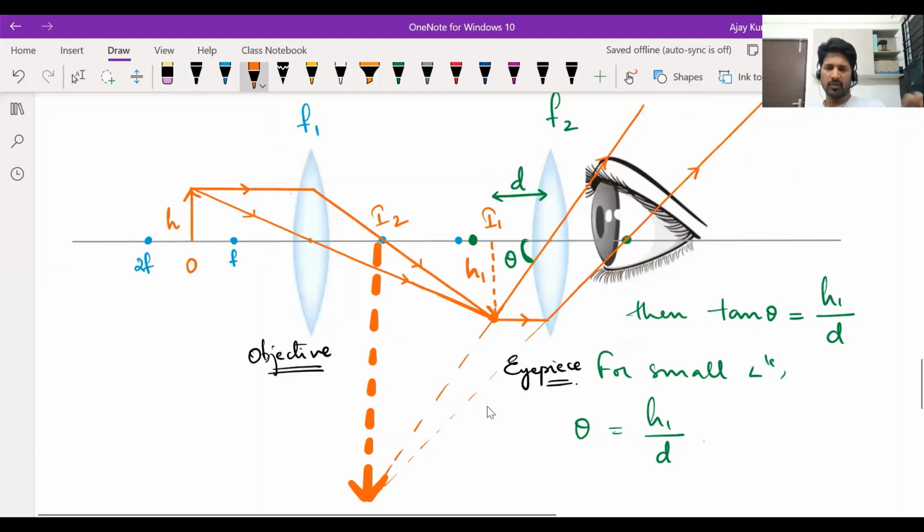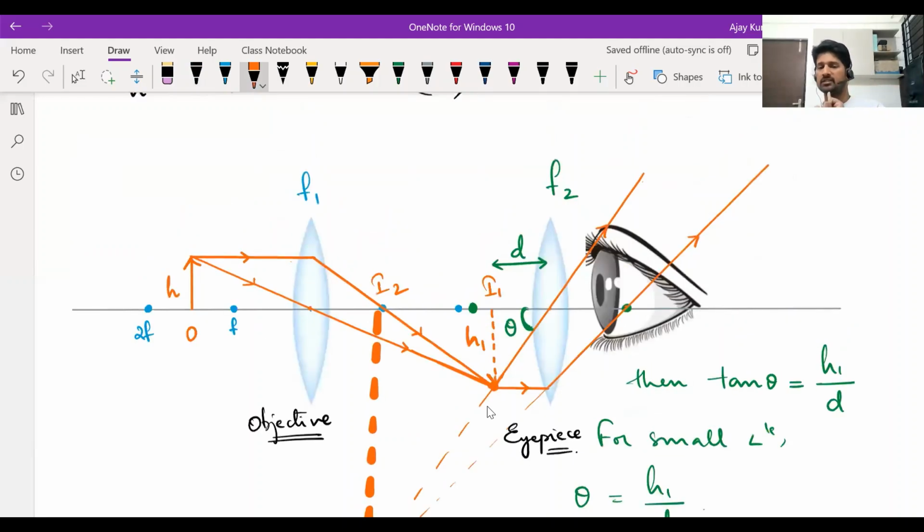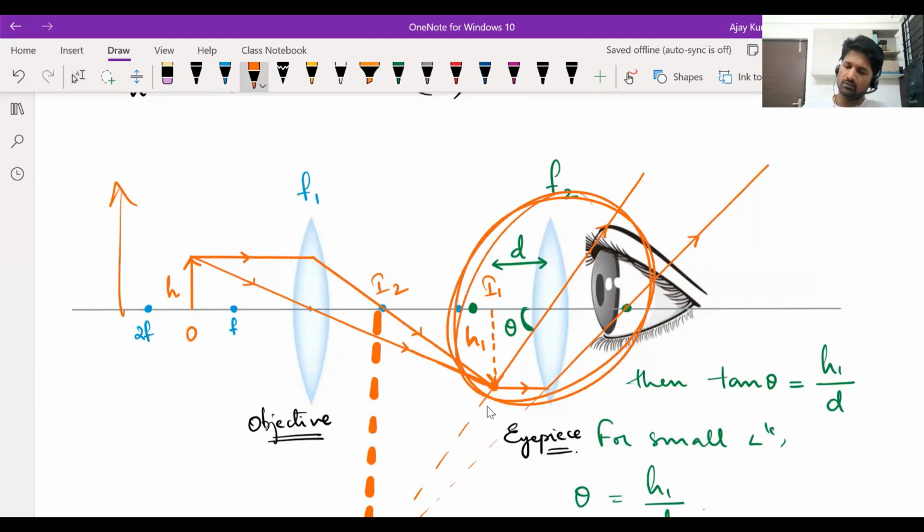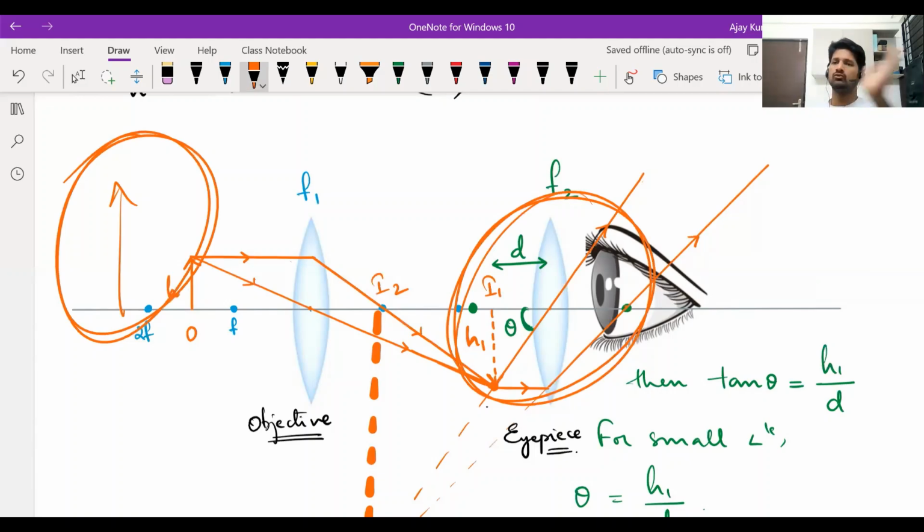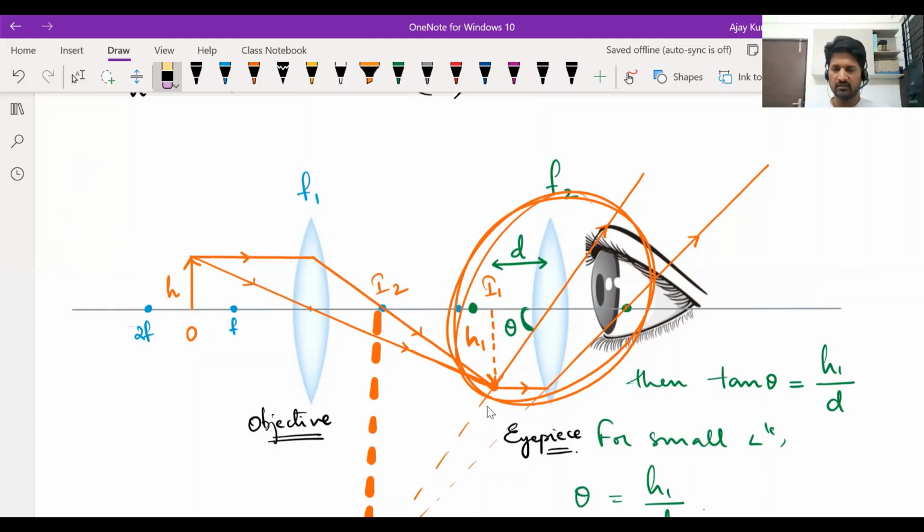Remember, in a compound microscope, there are two lenses. The first lens produces a magnified image, I1. That's a real image. And why do we want that image to form on the right side? Why not a virtual image on the left side itself? Because if a virtual image forms on the left side, this lens won't be able to magnify it, as it is too far from that lens. A lens can magnify an object only if it is within a distance of 2f. Beyond 2f, you will get a diminished image only. That's why we want the first lens to form an image on this side.